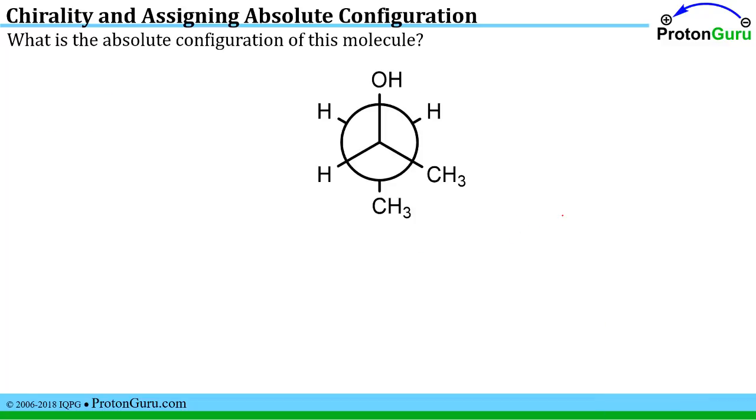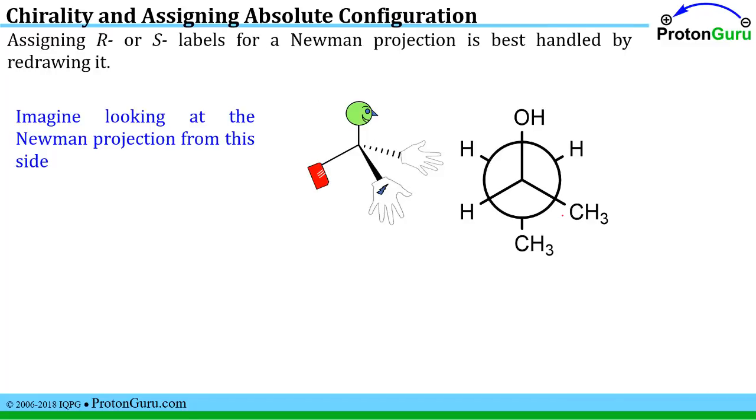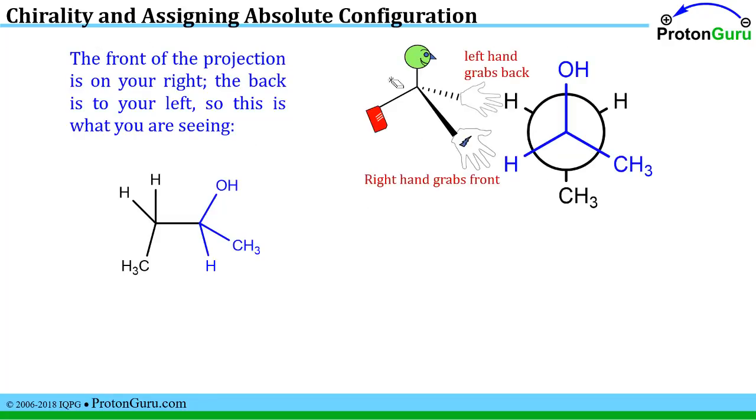Now, one of the most challenging types of questions that people face in stereochemistry is trying to figure out how to assign R or S labels to molecules that are drawn as Newman projections. And this requires some visualization of the three-dimensional shape of this material. So let's use a little imagination. So imagine you're looking at the Newman projection from this side where I've drawn this very creatively drawn person. Now, if you're looking at the Newman projection from this side, the front of the projection is on your right. This is your right hand that's coming out towards us in the screen.